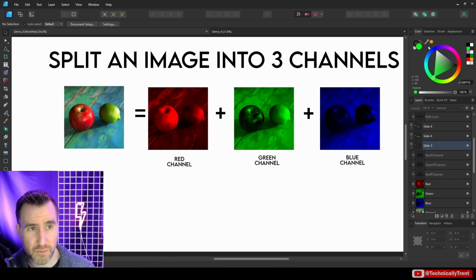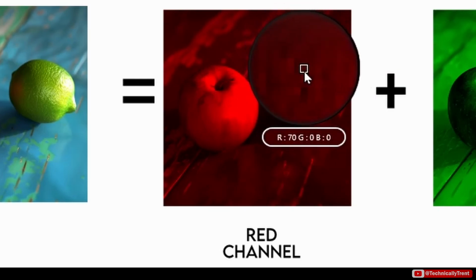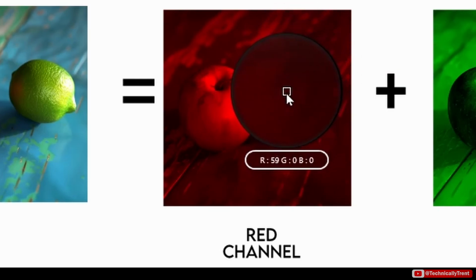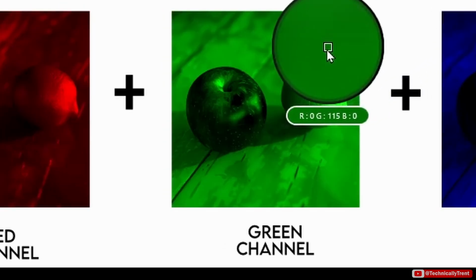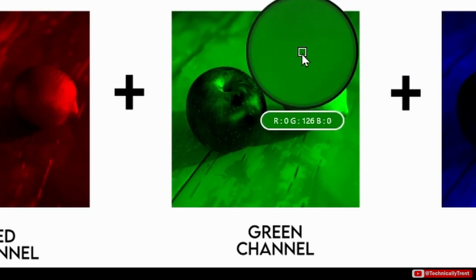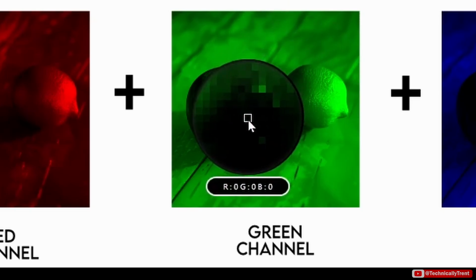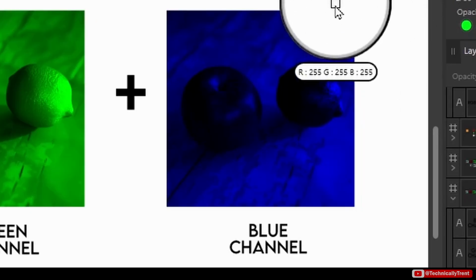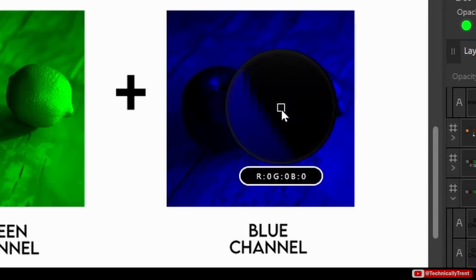For example, let me hover over the red one. Notice how as I move around, only the red has a value. The green and blue are all 0. I'll hover over the green one. Notice how the green only has a value. The red and blue are 0. And I'll do the same thing for the blue. Only the blue has a value in this image.